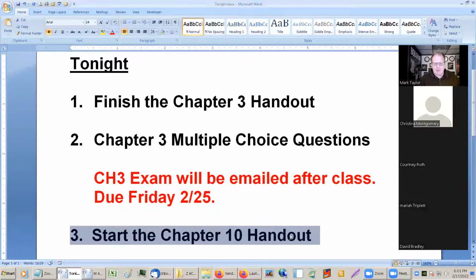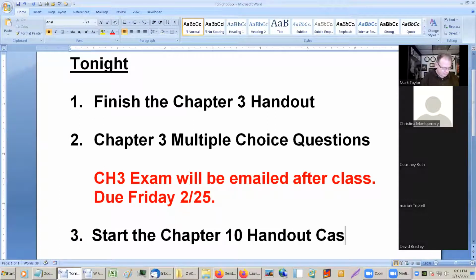Then we're going to start into Chapter 10, and this is on cash. So from here on out, we should be doing not so much the theoretical stuff, but more of the actual steps in auditing. How do you determine whether the financial statements are misstated or that sort of thing.